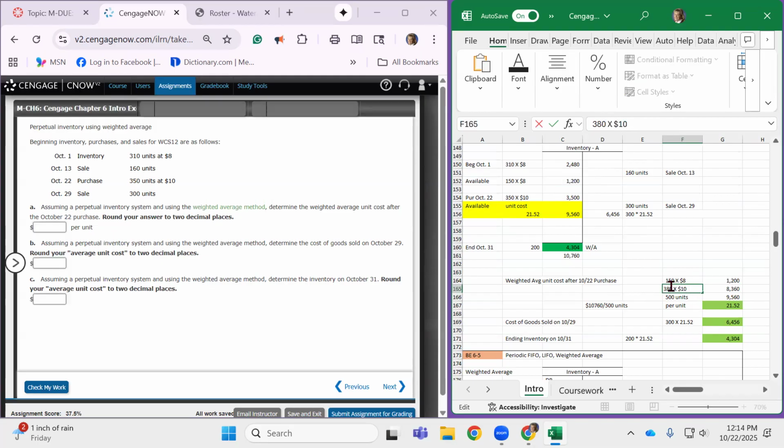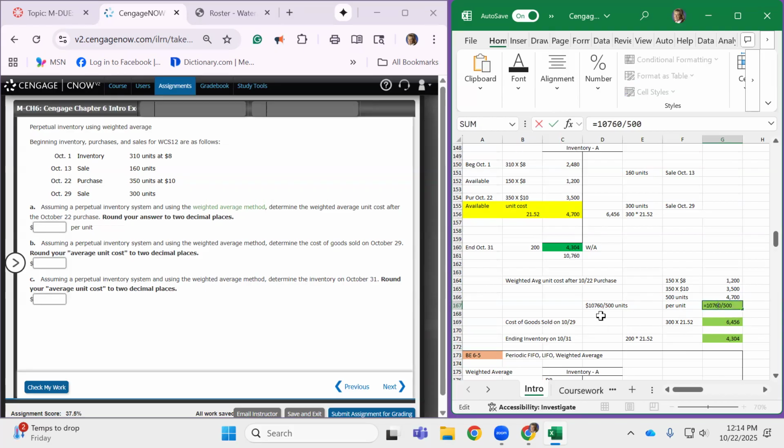Okay, 350 items times $10 is $3,500 worth that we bought. That means we have 500 units. 150 plus 350 is 500 units. Okay, and we're going to add them together and we're going to divide by.